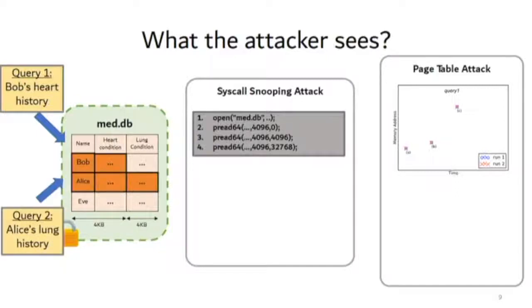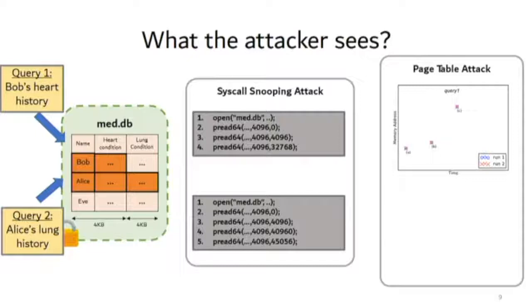Then suppose there is a second query where the doctor asks for Alice's lungs history. The lungs history is technically the third column, and SQLite always goes column by column until it finds the required column. That's how SQLite operates. Again, the first two reads correspond to reading the metadata, which is the first and second page of the file. The next two correspond to whatever you want to access, so it's 40960 here and the next page here.